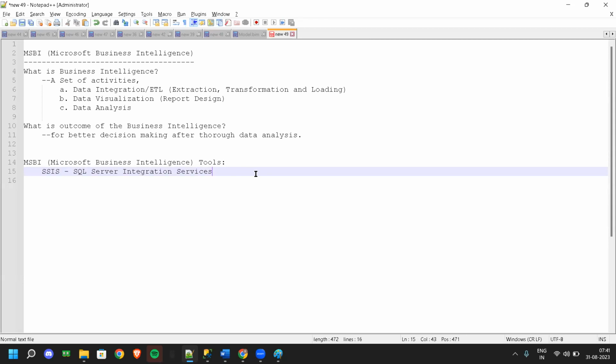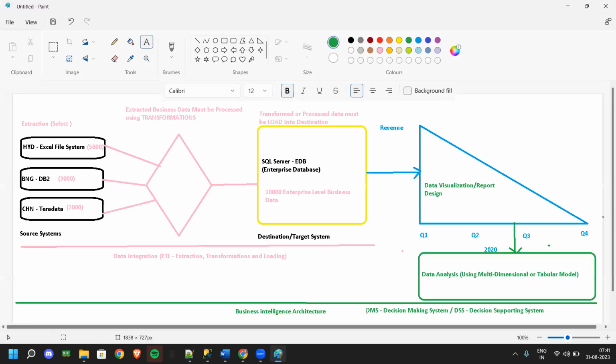Being a BI tool, where exactly can it fit into the total architecture? What activities can be achieved through SSIS? Can someone tell me that? What activities can be achieved?